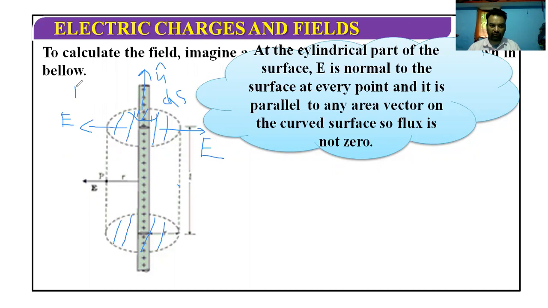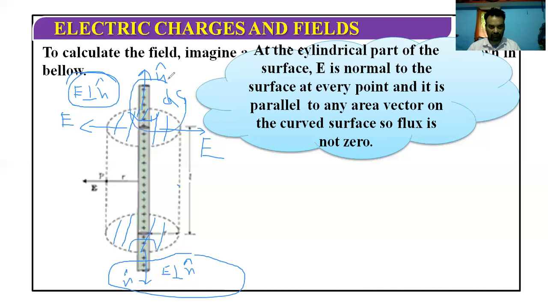Now you see, electric field is perpendicular to the normal vector. So in this part we will not count any contribution of the electric field; only the contribution on the curved surface will be counted. Similarly here also, E is perpendicular to the normal unit vector n. So let me discuss these cases, upper and lower. These are not going to contribute any flux.